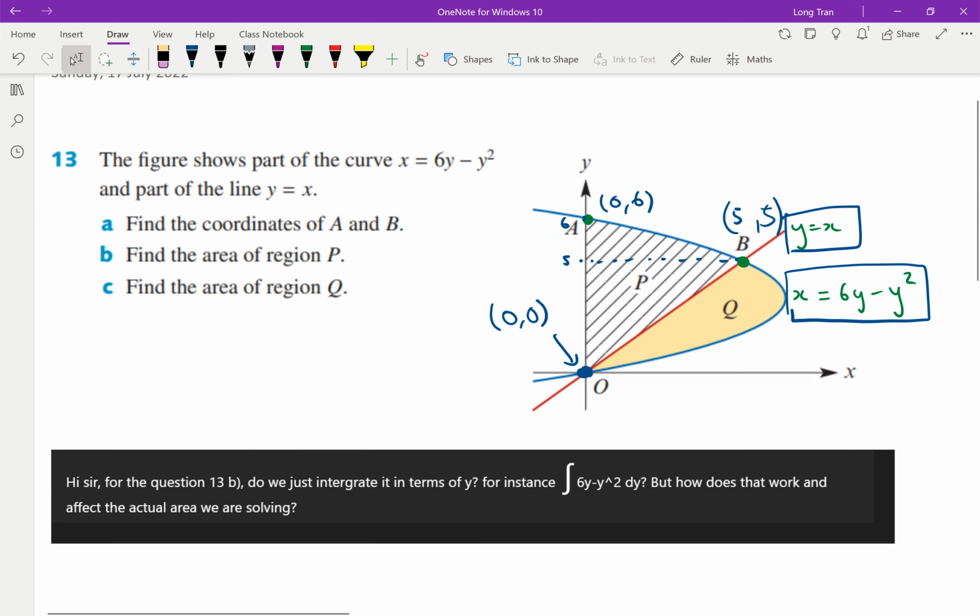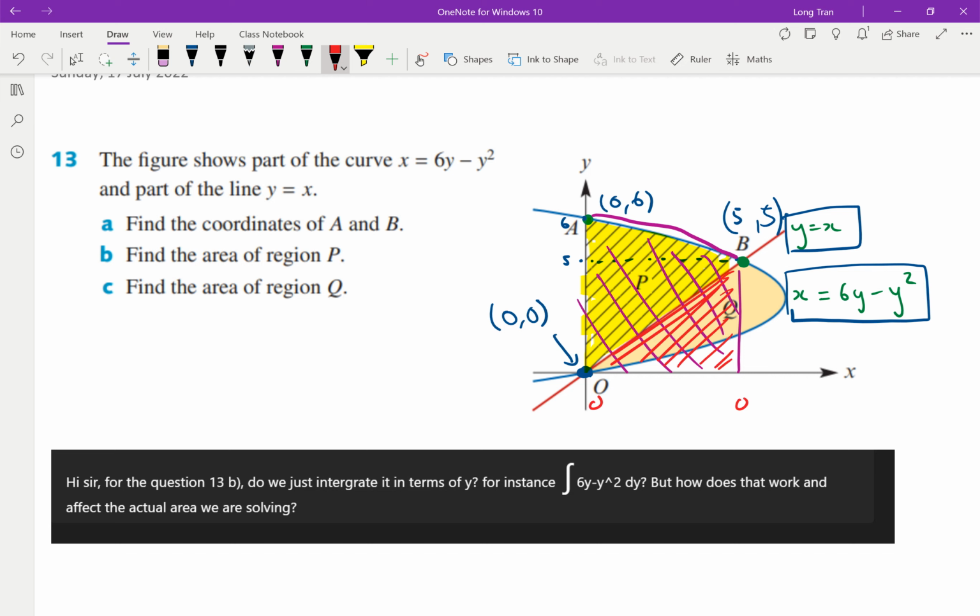Part B, find the area of region P. Okay, so I want to find the region P, which is from here to here. Now, traditionally, it seems like what you normally would do is to find P, you would find the area under this part of the curve. Okay, so then it will give you this entire region. And then you would minus the area under the red curve, which is this one here, between this point and this point. Now, since we know this is 5, it's between 0 and 5.